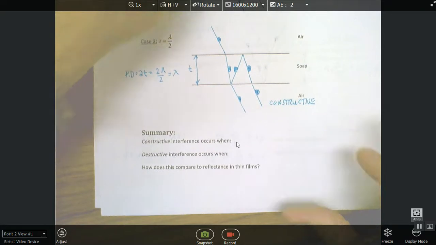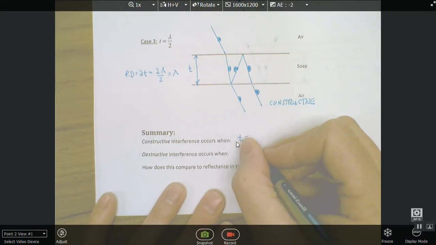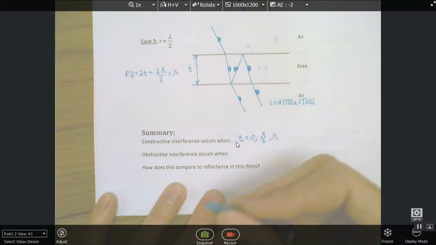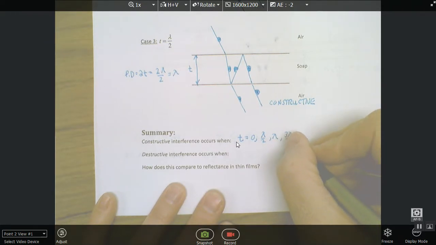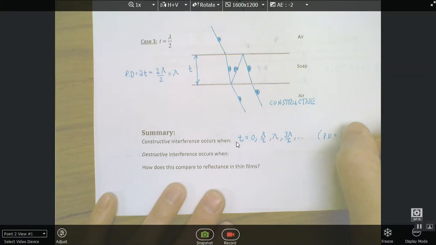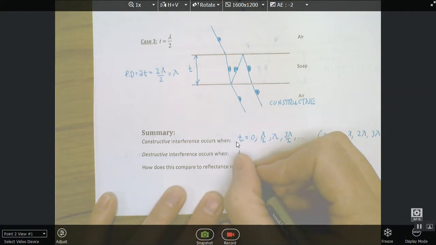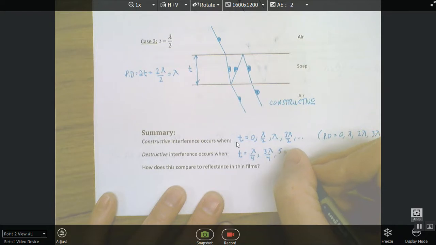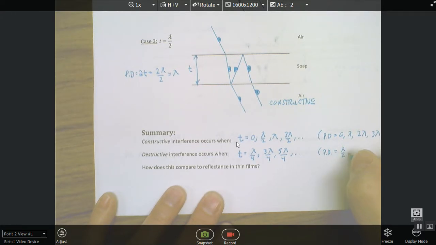And what you will clearly see is that for constructive interference, you get it when the thickness is 0, lambda over 2, and 3 lambda over 2, etc. This is for transmission. Or when the path difference is 0, pi, 2 pi, 3 pi, etc. And for the other one, for thicknesses of 1/4, 3/4, 5/4 of a wavelength, or when the path difference is 1/2 a wavelength, 3/2 of a wavelength, 5/2 of a wavelength, and so on and so forth, you will get destructive.